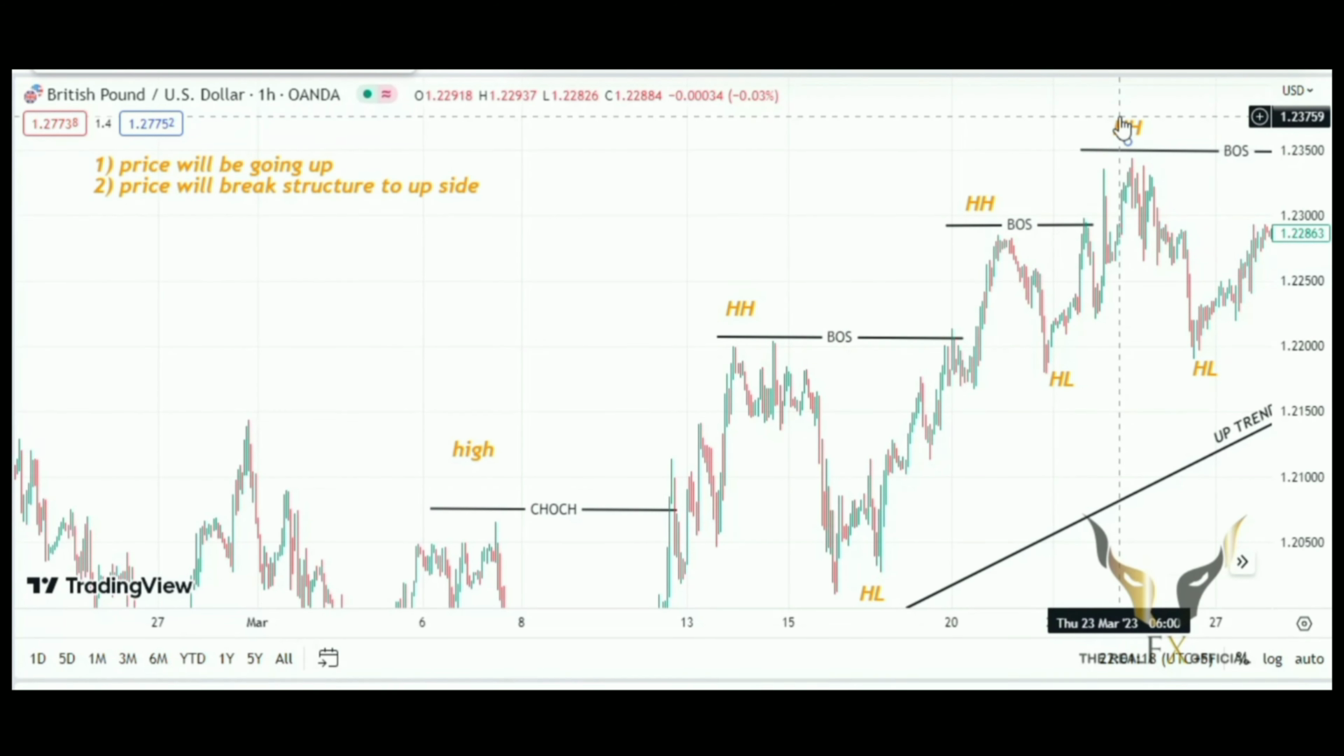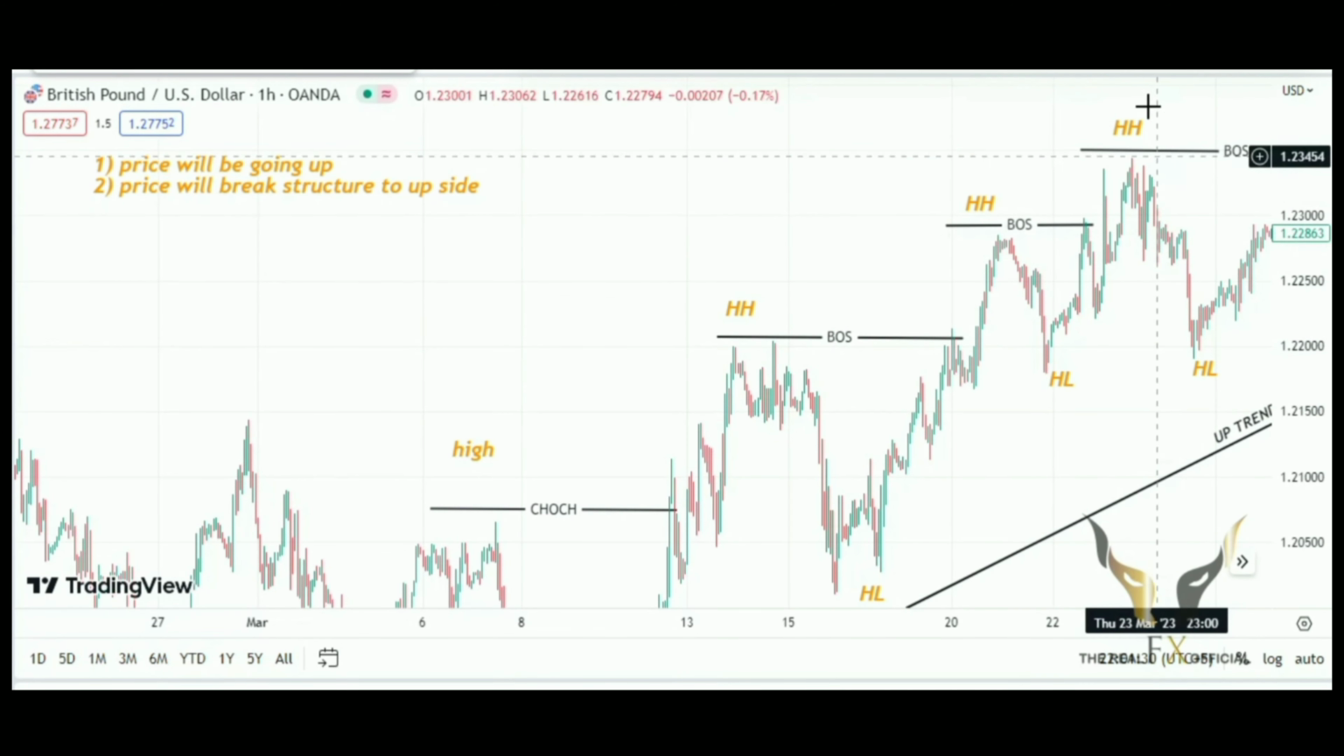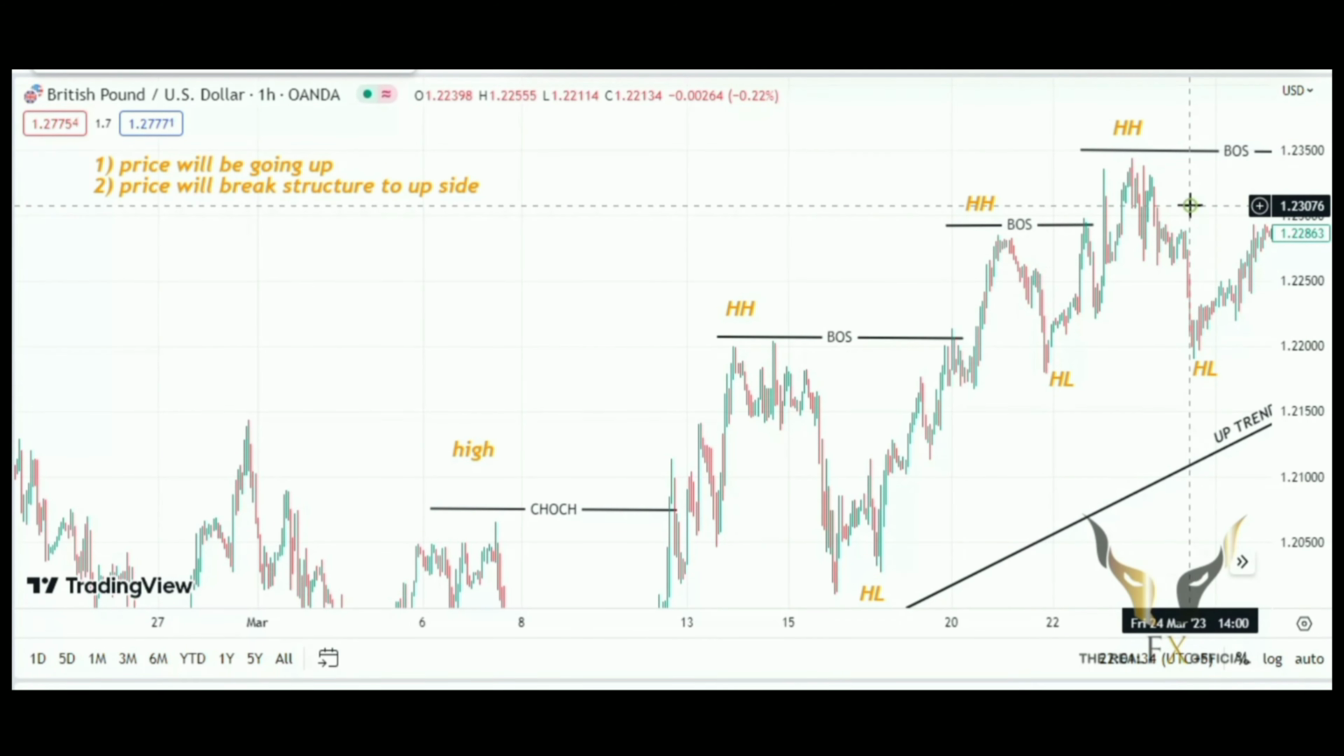And now what do we expect from the price? Just to break this higher high and create a new high, okay. So we can see it right here, the price has just impulsively pushed to the upside, okay, and broke this high, okay, and created another higher high. So now what does the price have to do? Price has just to do a pullback or come down for the retracement purpose, okay.